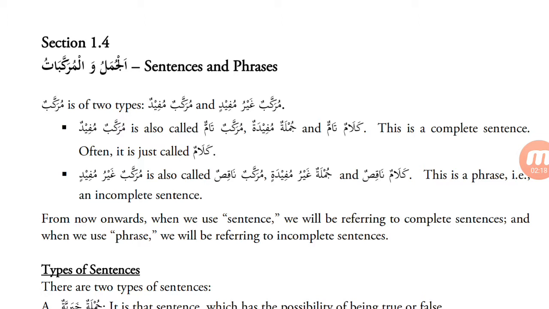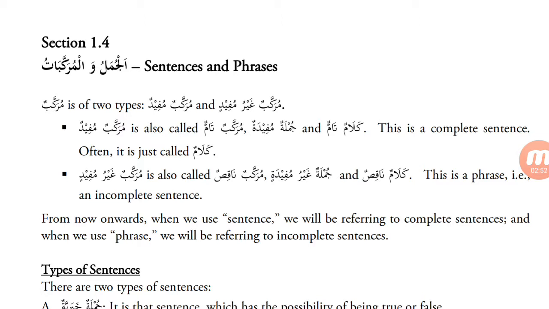For example, I say, Zaydun qa'imun. Zayd is standing. This is a Murakkab Mufid, a compound of two words, and this is also a complete sentence. So Murakkab Mufid is a complete sentence. Zaydun qa'imun. Zayd is standing. So the listener doesn't require any more information. He knows the meaning of the speech, that is, Zayd is standing.